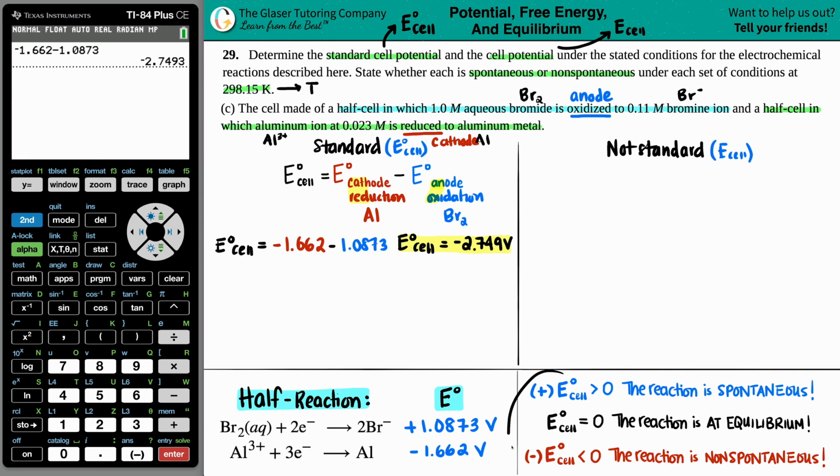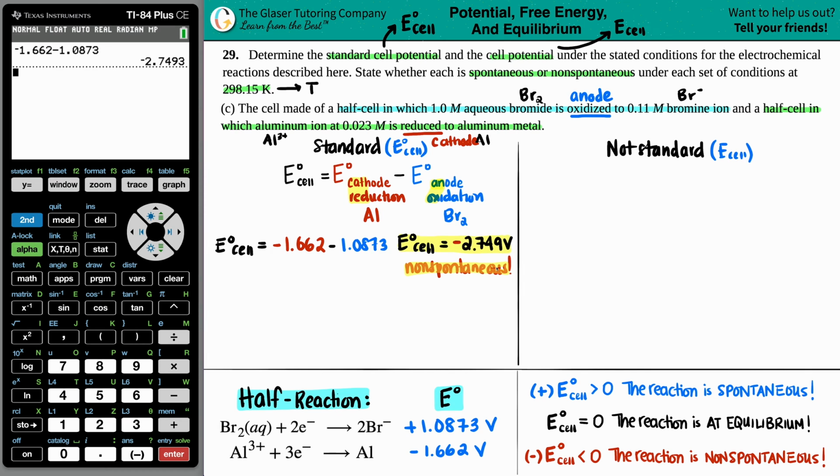Well, that just goes by knowing your signs. If you have a positive E cell value, that's always going to be a spontaneous reaction. If it's negative, that means it's non-spontaneous. So here, since we clearly have a negative value, this means that it's non-spontaneous. Okay, so half of the question done.